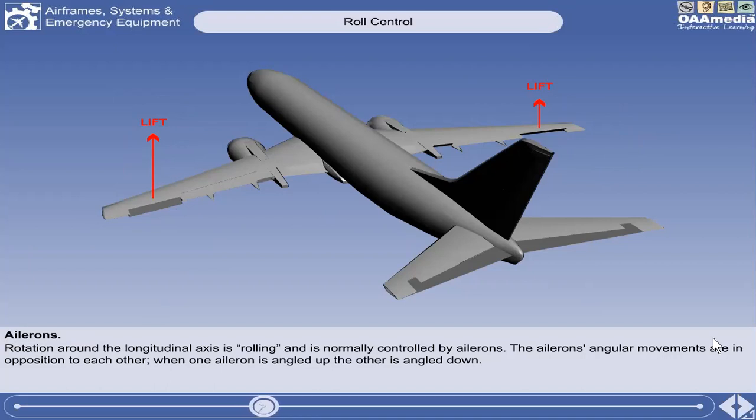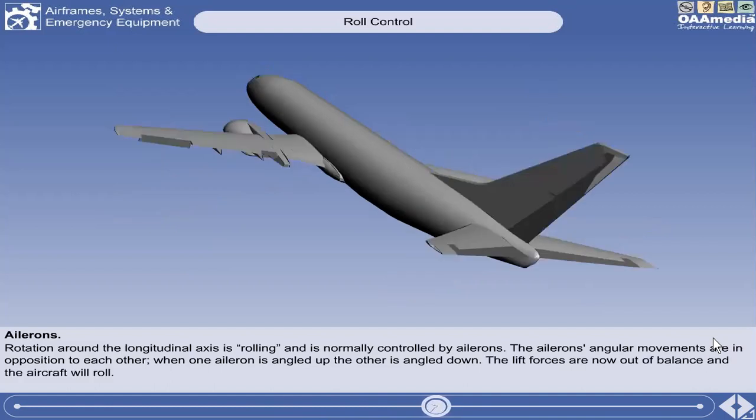When one aileron is angled up, the other is angled down. Consider the aircraft in the graphic. The left wing has the downgoing aileron. This will increase the camber and increase lift. The upgoing aileron on the right wing has a reduced camber, so its lift will be reduced. The lift forces are now out of balance, and the aircraft will roll to the right. It will continue rolling to the right until the ailerons are returned to the neutral position by the pilot.